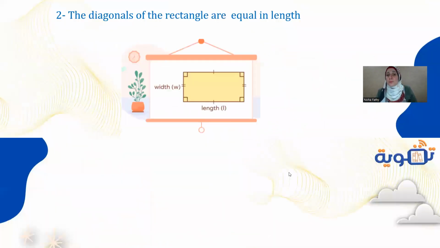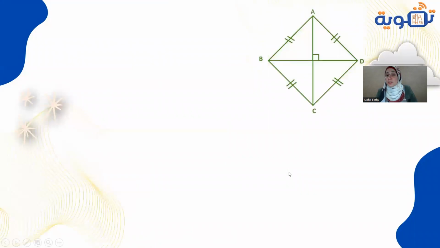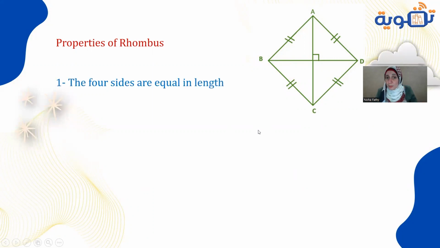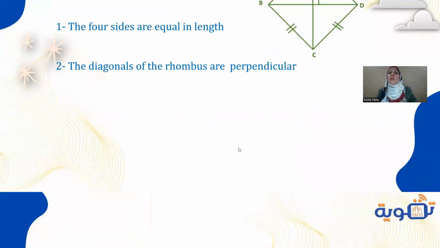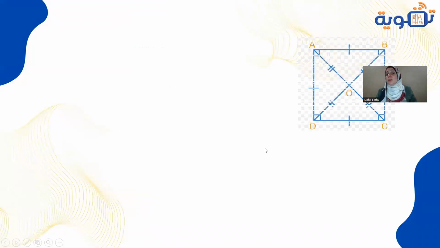The second special case of a parallelogram is the rhombus. It has the same properties of a parallelogram, except the four sides are equal in length. This means that, not like a parallelogram where each two opposite sides are equal, here the four sides are equal. The diagonals are perpendicular, which means they make 90 degrees.